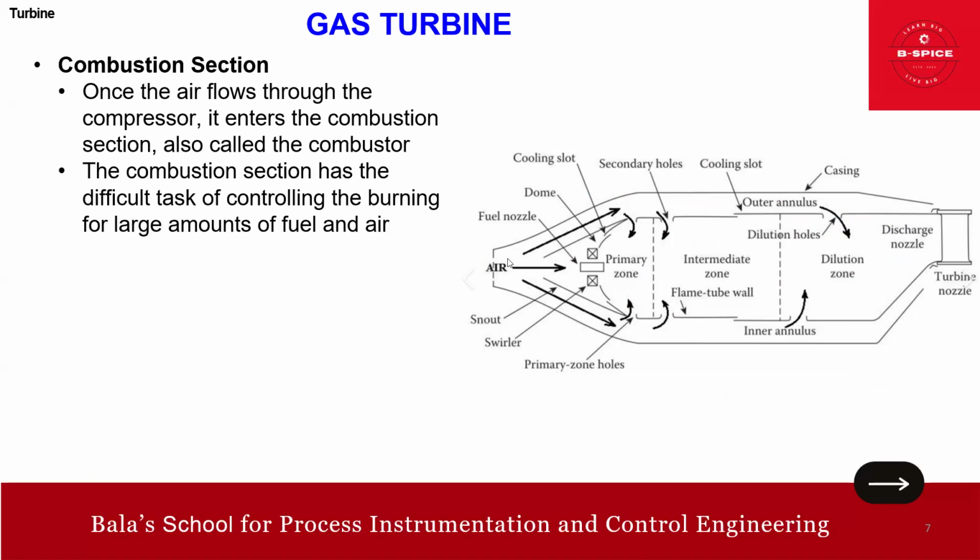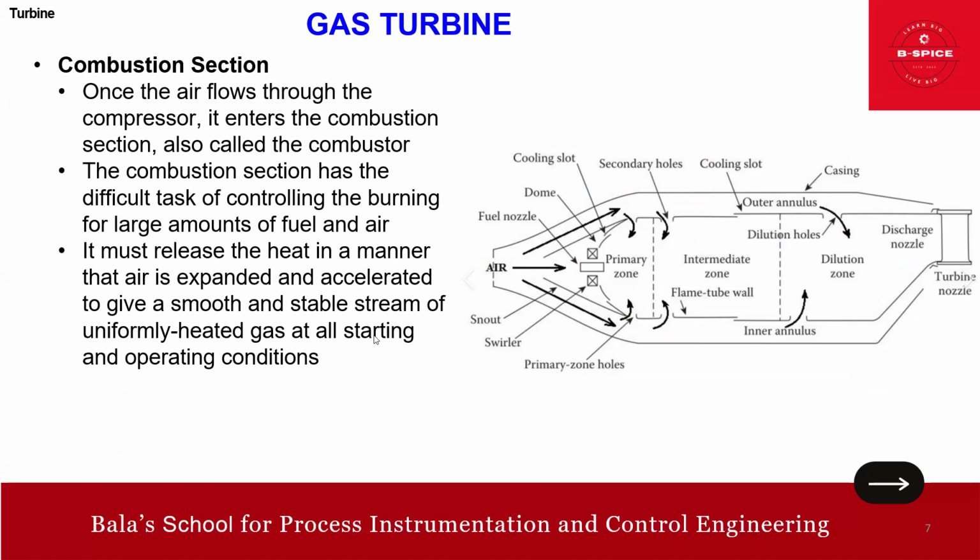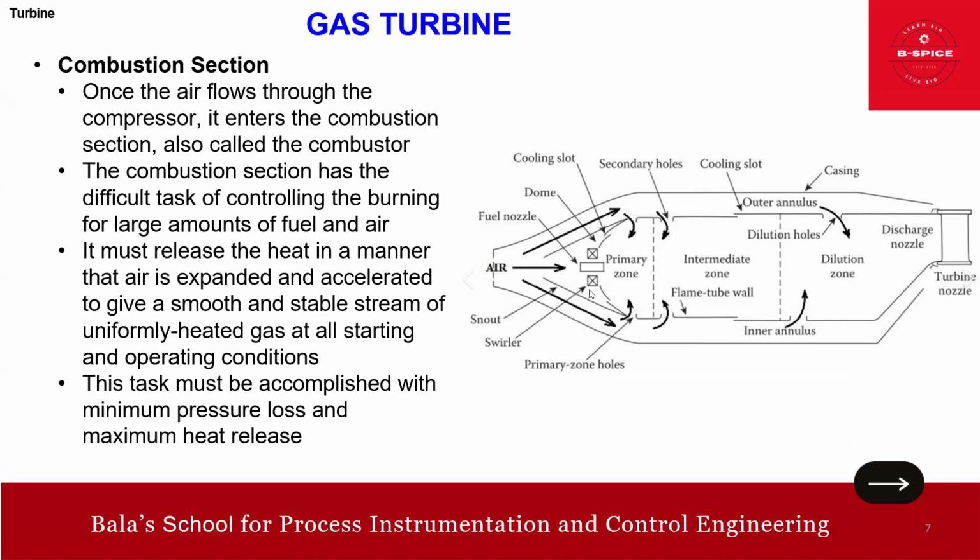So the combustion section has a difficult task of controlling the burning of a large amount of fuel and air. The point to take note of is that it must release the heat in a manner that the air is expanded and accelerated to give a smooth and stable stream of uniformly heated gas at all starting and operating conditions. So that is the point. This task must be accomplished with minimum pressure loss and maximum heat release. So that is the point.